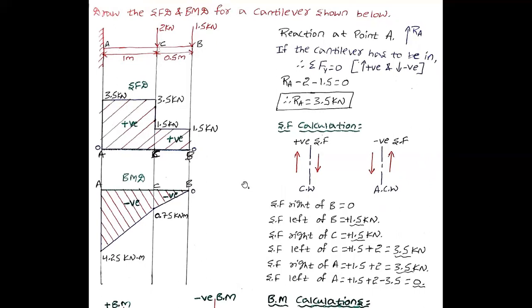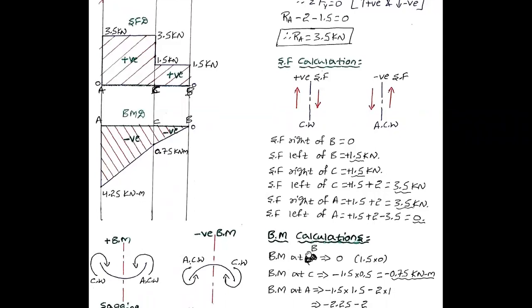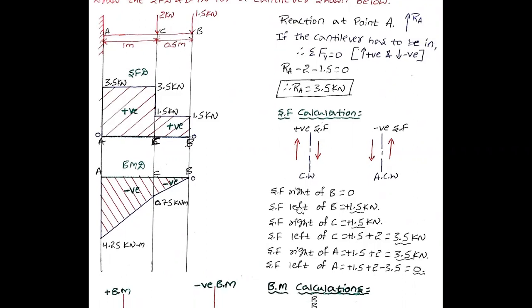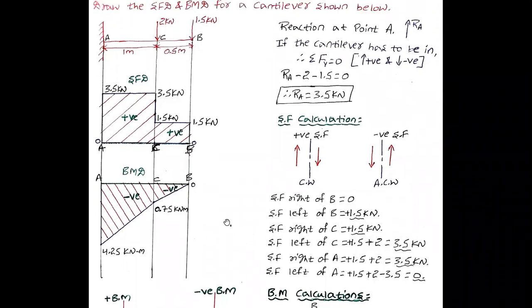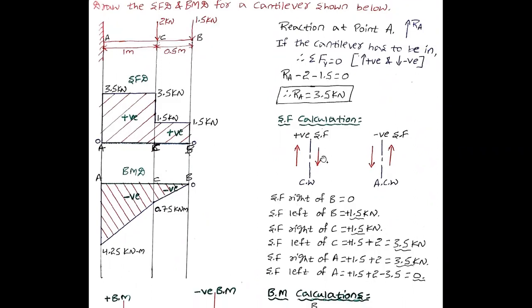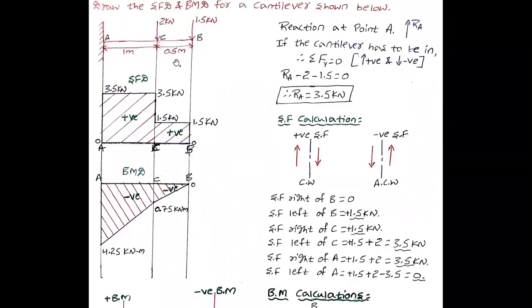Next, I'm going to show you how to draw the bending moment diagram. This is the bending moment calculation. When a cantilever structure is given, at the free end the bending moment will always be 0. Therefore, bending moment at B is equal to 0. How do you get 0? Bending moment definition is vertical load into perpendicular distance. At point B, there is no perpendicular distance. It is 0. 1.5 into 0 is 0. Therefore, you will get bending moment as 0 at point B.